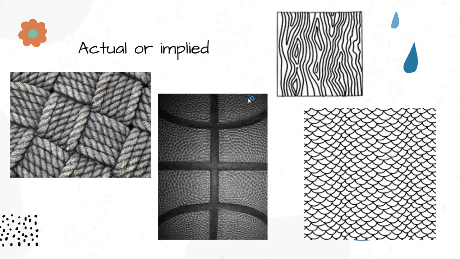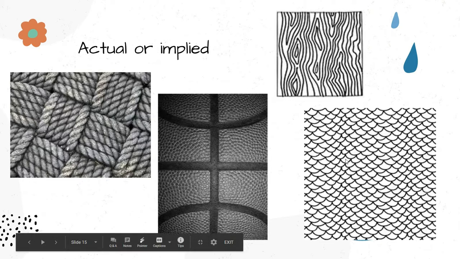Implied texture is where you're using line patterns to mimic a texture from real life. So for example, when we draw wood grain, we're using an implied texture. When we're drawing animals, scales, fur, feathers, we're drawing implied texture. Now, if you were creating a sculpture or gluing things to your paper, you might get more into the actual texture.